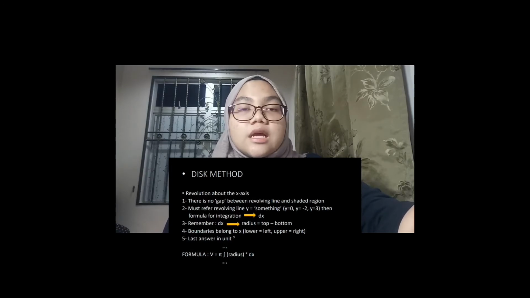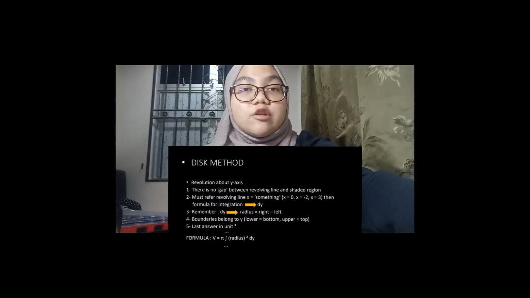For the boundaries for this method, for dx, the upper boundary is on the right and the lower boundary is on the left. You can also get these values from the question. And this is the formula of this method for dx. For dy, which is the revolution about the y-axis, it is different from dx. We must refer to the revolving line of x, and the radius is right minus left. For the upper boundary, it is on top, and for the lower boundary, it is at the bottom. Here is the formula of this method for dy.